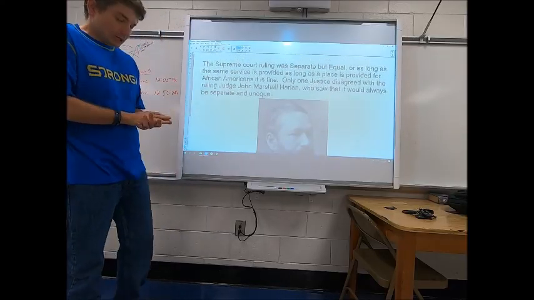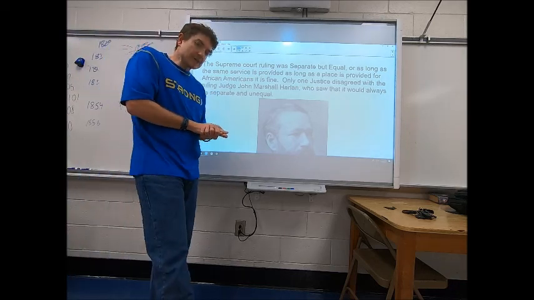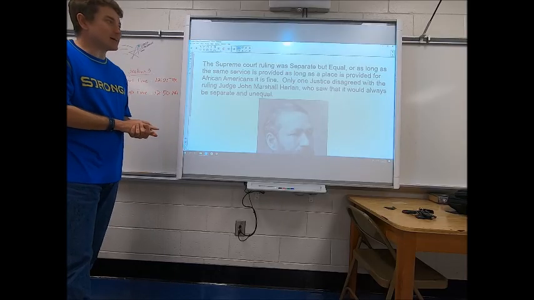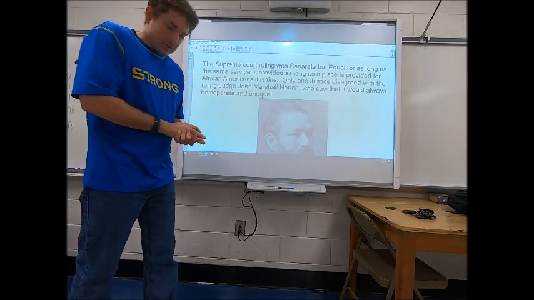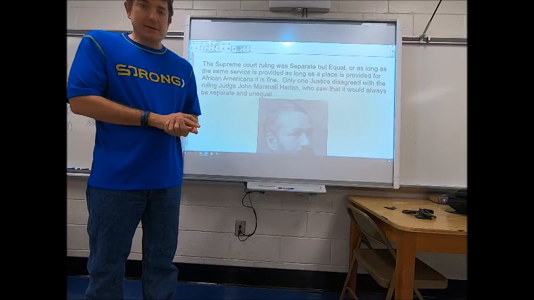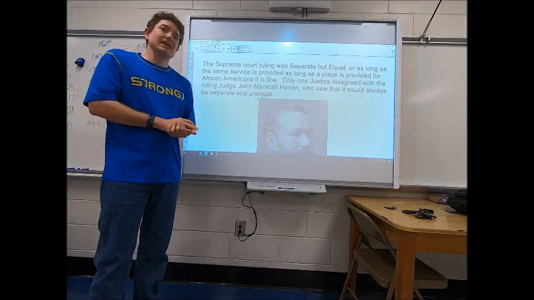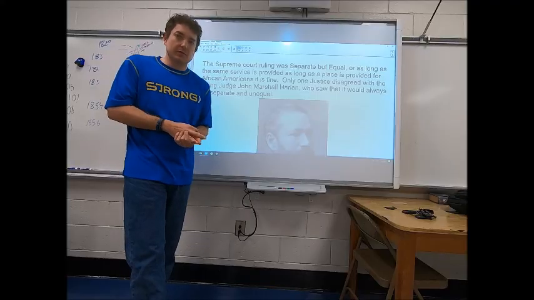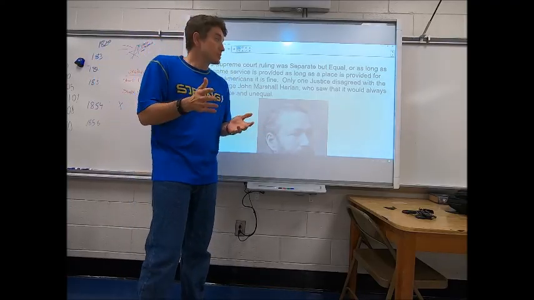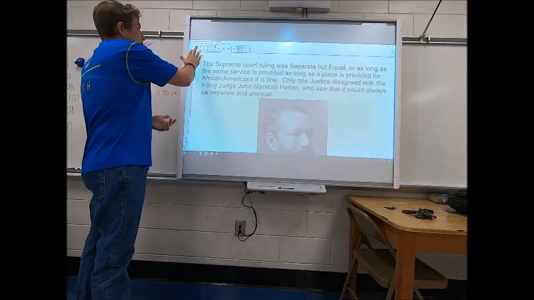The court case of Plessy versus Ferguson comes out with a ruling. The ruling is separate but equal. Separate but equal is the ruling, which meant as long as the same service was provided for both white and black people, segregation was 100% legal.